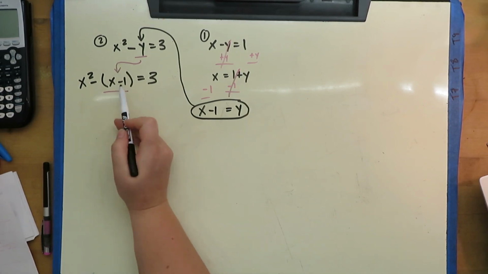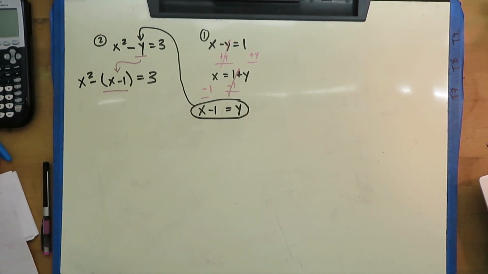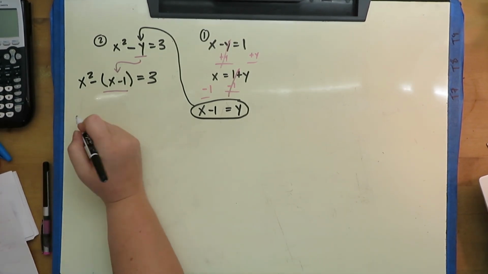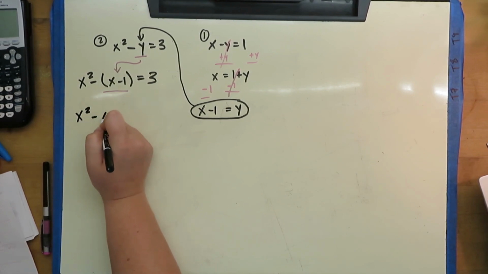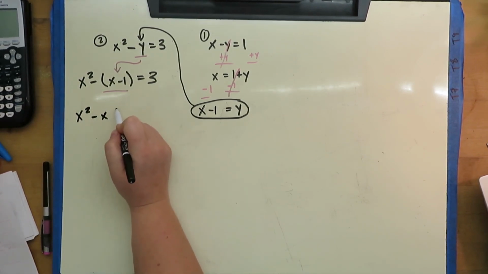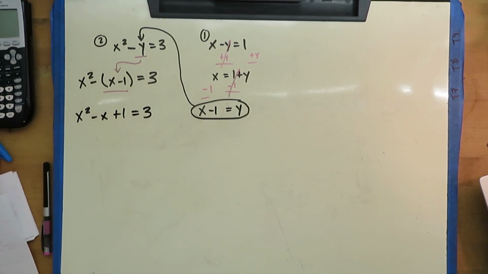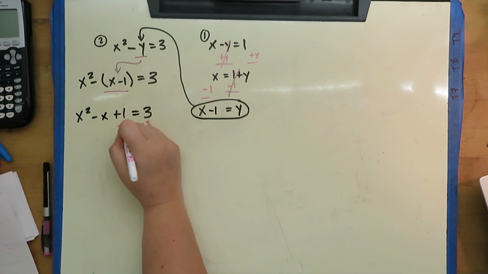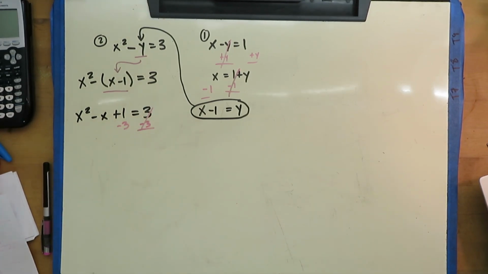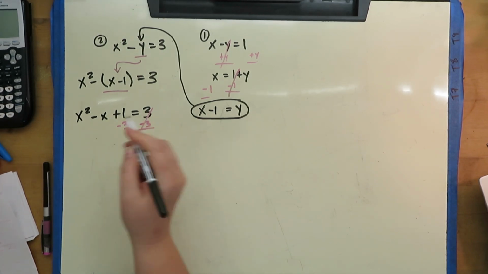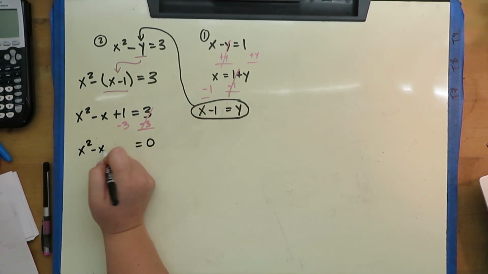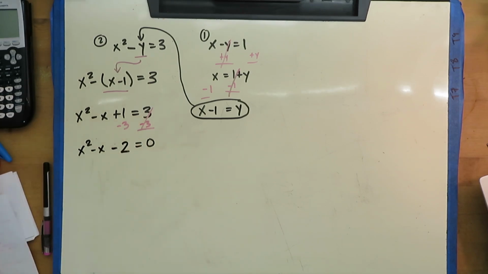Also, common mistakes are in distributing negatives, so if you show this step here, it's less likely that you're going to make that common mistake of forgetting to distribute a negative. So I'm going to distribute that negative. I'm going to get x squared minus x, let's see, that's going to be a plus 1 is equal to 3. I am then going to move the 3 to the other side, so that I can show that I've gotten my equation in standard form. That gives me x squared minus x minus 2 is equal to 0.